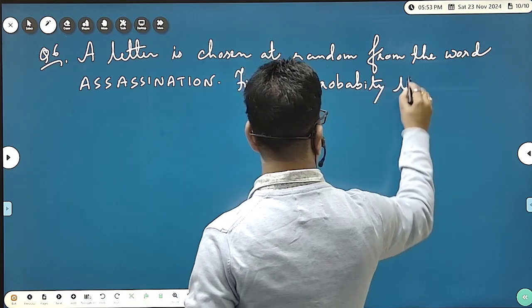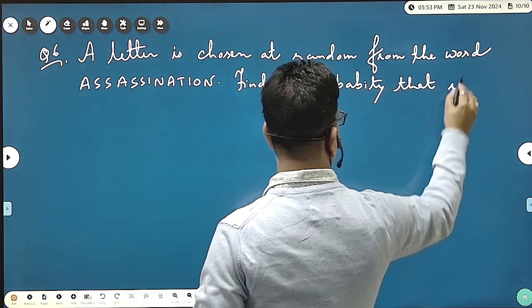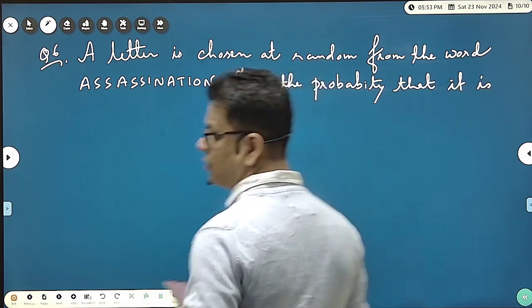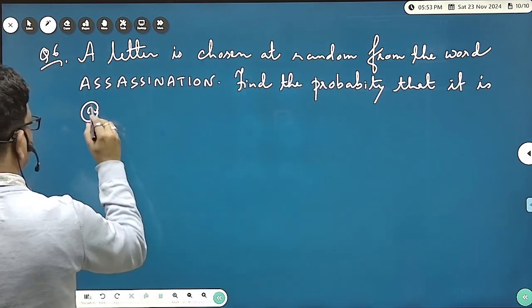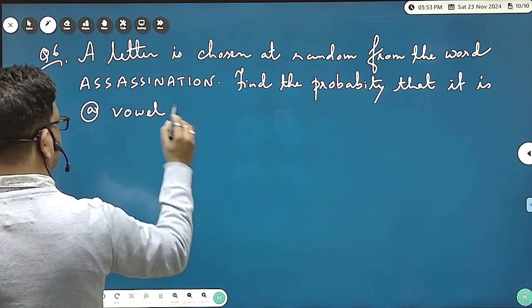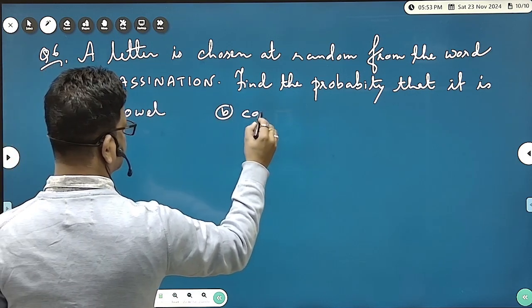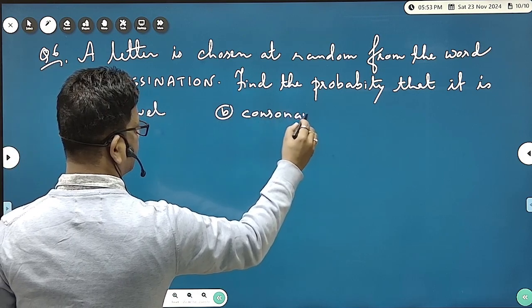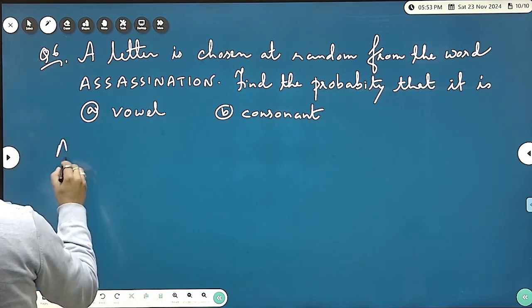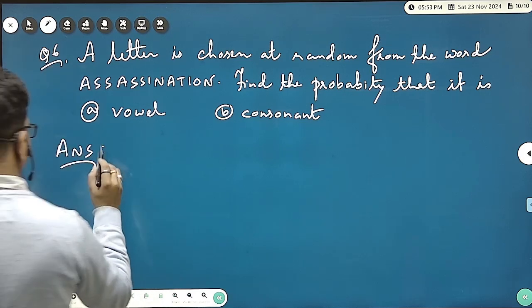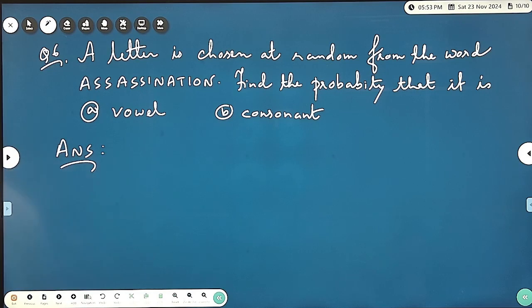Find the probability that it is a vowel. Number B, it is a consonant. A letter is chosen at random from the word "assassination". Find the probability that it is a vowel, and that it is a consonant.